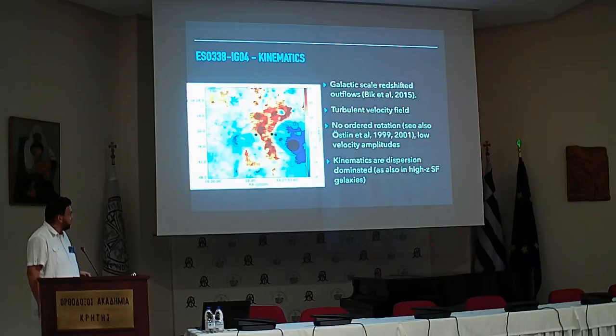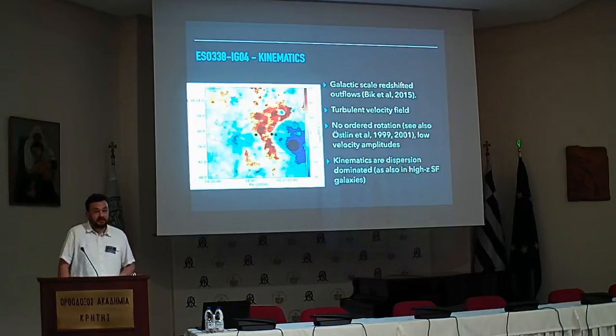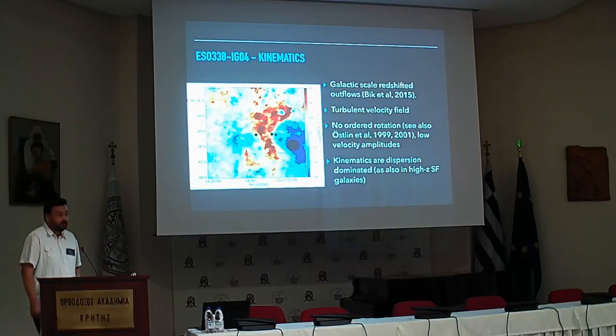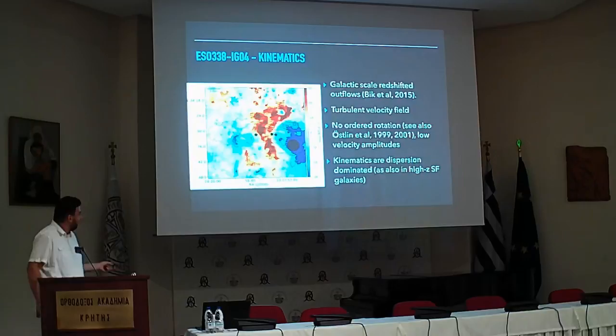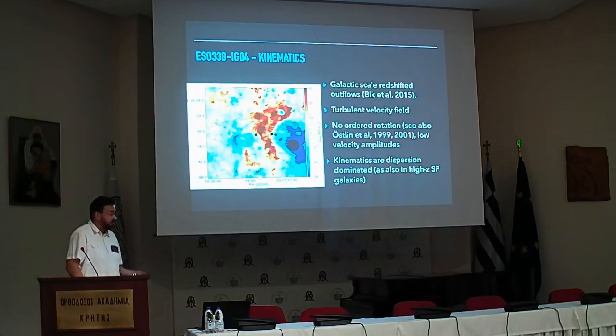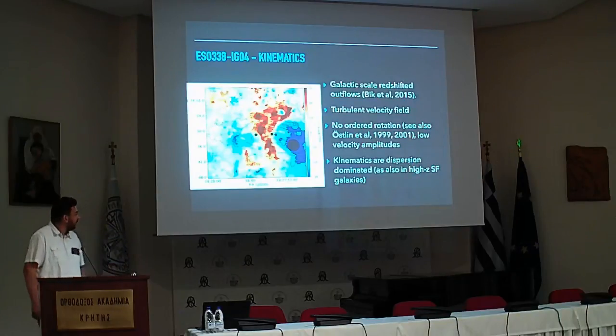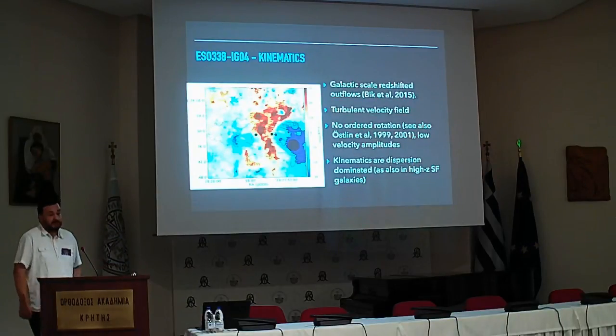The velocity dispersion map shows a very turbulent velocity pattern. We tried to look for a rotation curve, but it's impossible. There is no way we can derive a rotation curve from this because in the halo the velocity is too messed up. So we cannot derive a dynamical mass of this galaxy. The kinematics are highly dispersion dominated, which has been seen also for several galaxies in Christian Heeren's paper. And also for high redshift star forming galaxies, this is typical, that these are dispersion dominated galaxies.